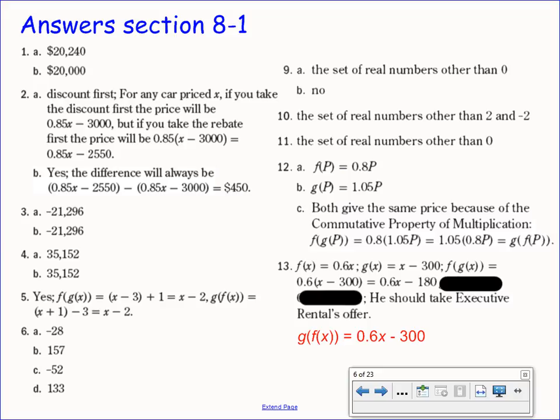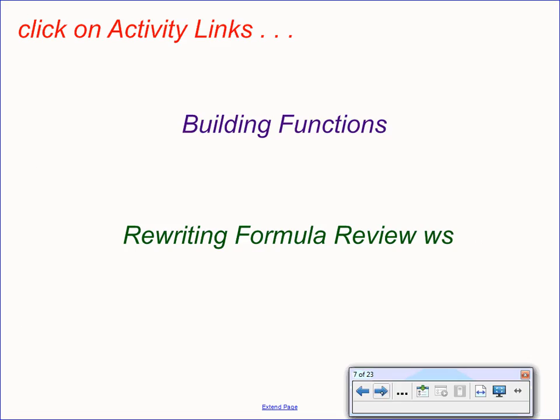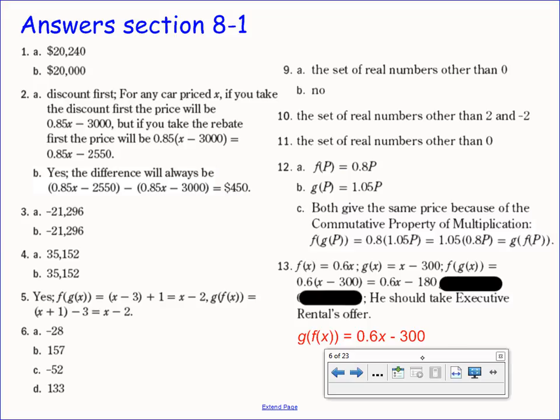In 13, there was a mistake in the text that we fixed. G of f of x ends up being 0.6x minus 300. And that should do it for our bookwork.